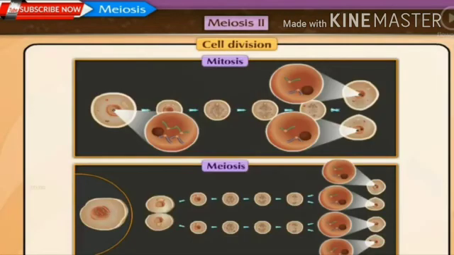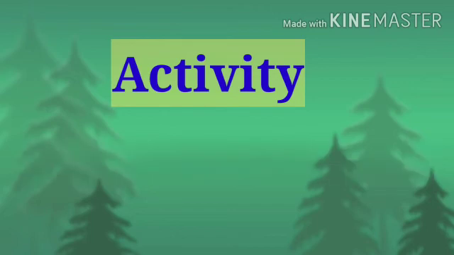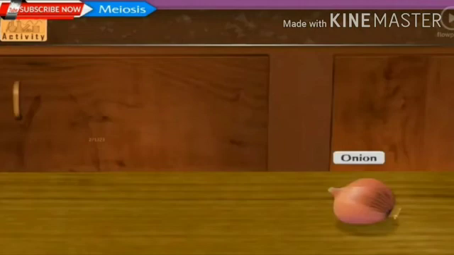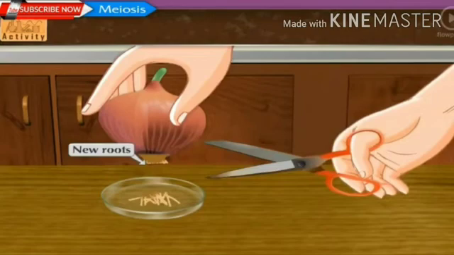After learning about these cell divisions, let us do an interesting activity, to observe the different steps of mitosis in onion plants. Let's start the activity. Take a medium-sized onion and keep it in a glass jar filled with water in such a way that the roots of the onion remain dipped in the water. Then new roots develop within 4 to 5 days, and after that cut the tips of these roots and put them into a petri dish.